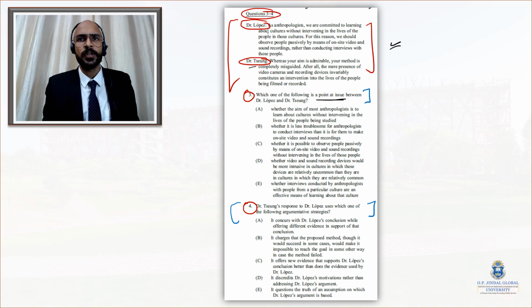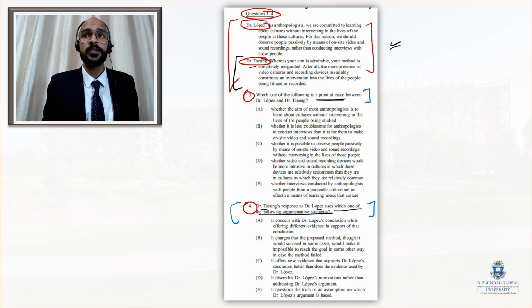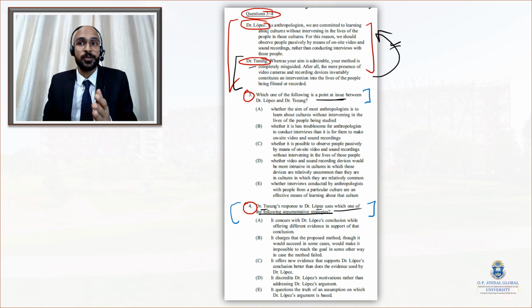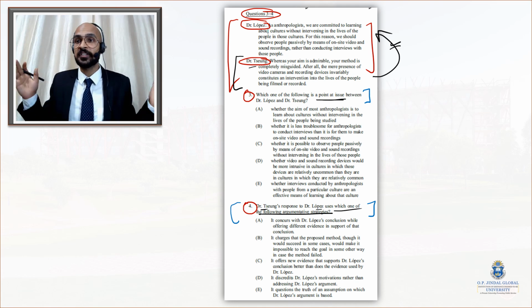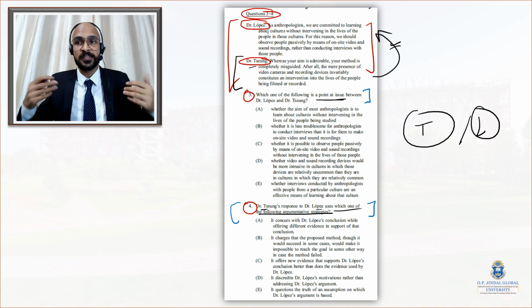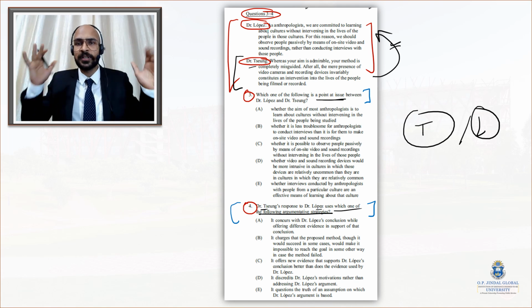Dr. T's response to Dr. L uses which one of the following argumentative strategies? Which means that we know for sure that Dr. T is responding to Dr. L. You might have noticed that I'm not looking at the names of the doctors because that doesn't matter. In fact, I don't even need to call them Dr. L or Dr. T. I can just call them T and L. It makes it simpler for us because there's less information that we deal with.